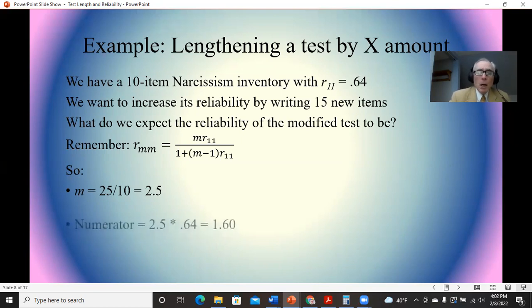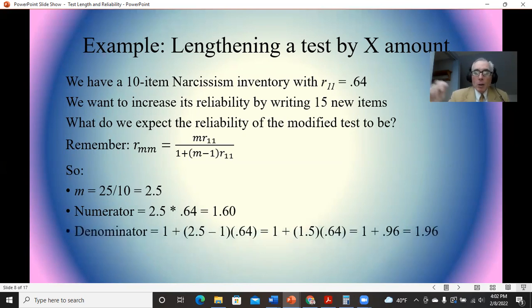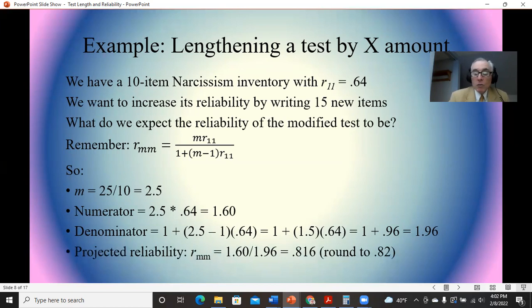No mystery there. The numerator of the equation is simply 2.5 times 0.64, 1.60. The denominator takes a little more arithmetic to work out, but 1 plus 2.5 minus 1 times 0.64 equals, et cetera, et cetera. It ends up being 1.96. And then you just divide, right? So the projected reliability of the modified test would be 1.6 over 1.96, a little under 0.82.